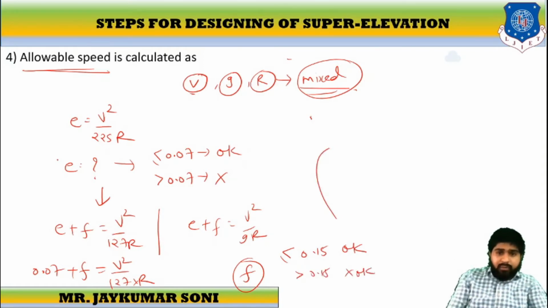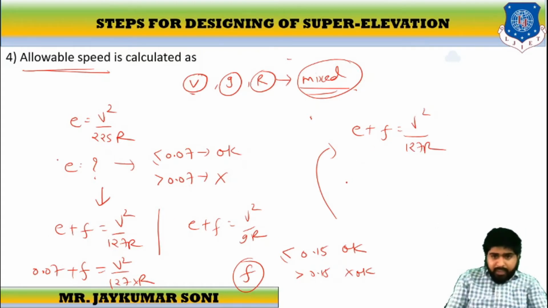In such case, what we will do, we'll put again E plus F is equal to V square by 127R, or any of the equation. You can consider this equation also. We will put E as 0.07, F as 0.15, and we will not consider the given value of V. We will put it as V square only. We will not consider V.